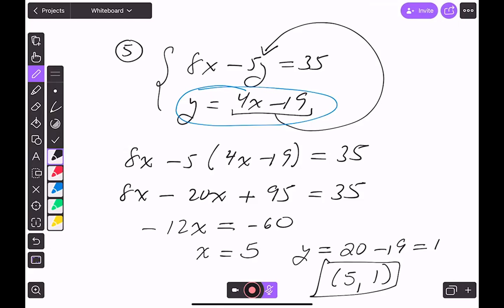Of course, if this was an exam question, I would check it. And I check in the original. So I believe x is 5. That means I'm at 40 minus 5 is 35. That works. And let's put the second one down. I believe y is 1 and I believe x is 5. That would be 20 minus 19. And that also works. When you're doing homework, though, please look at the answer keys to make sure you're staring at those answers that are provided to you, which is 5, 1.